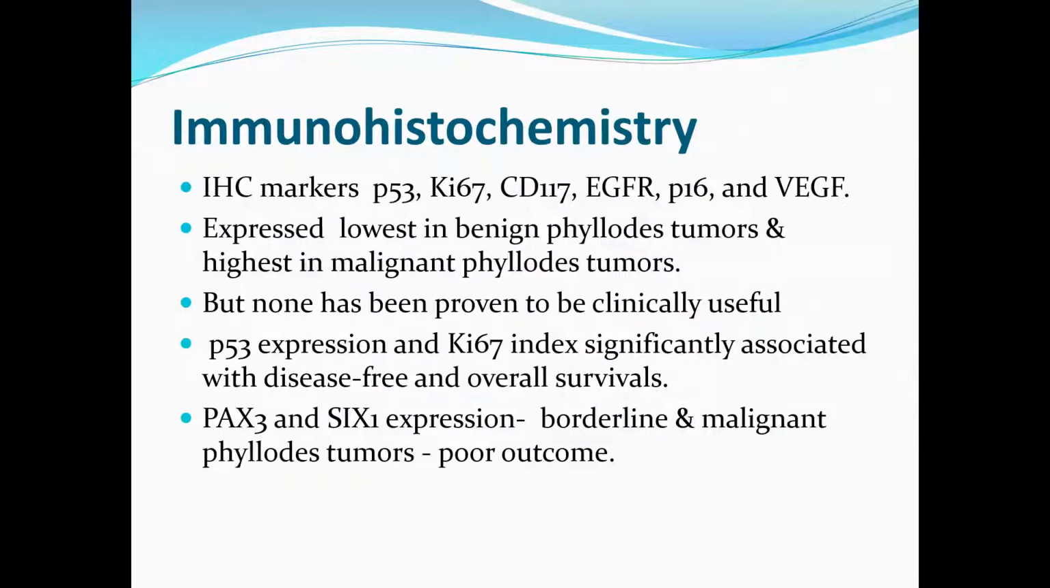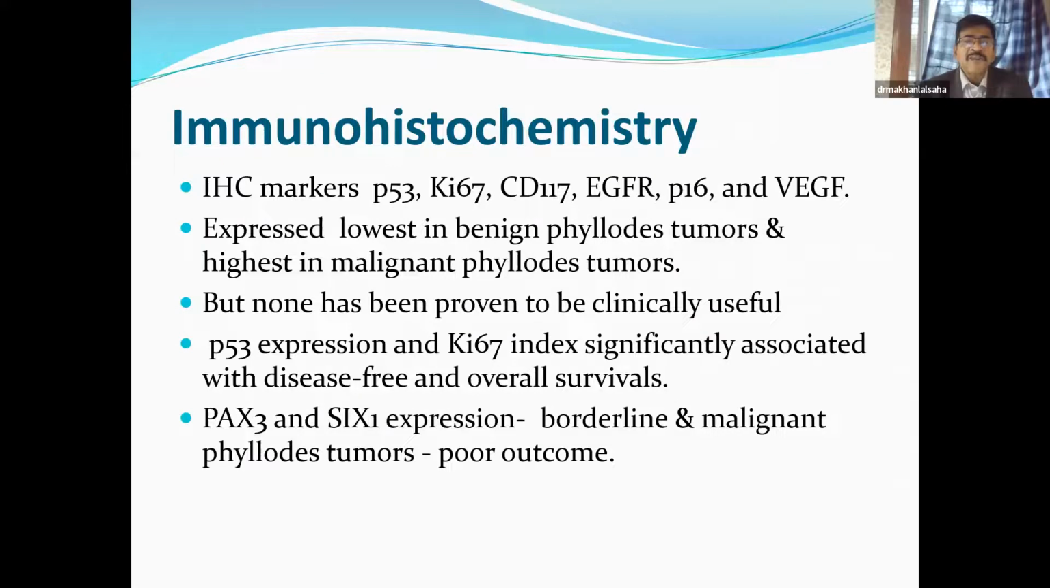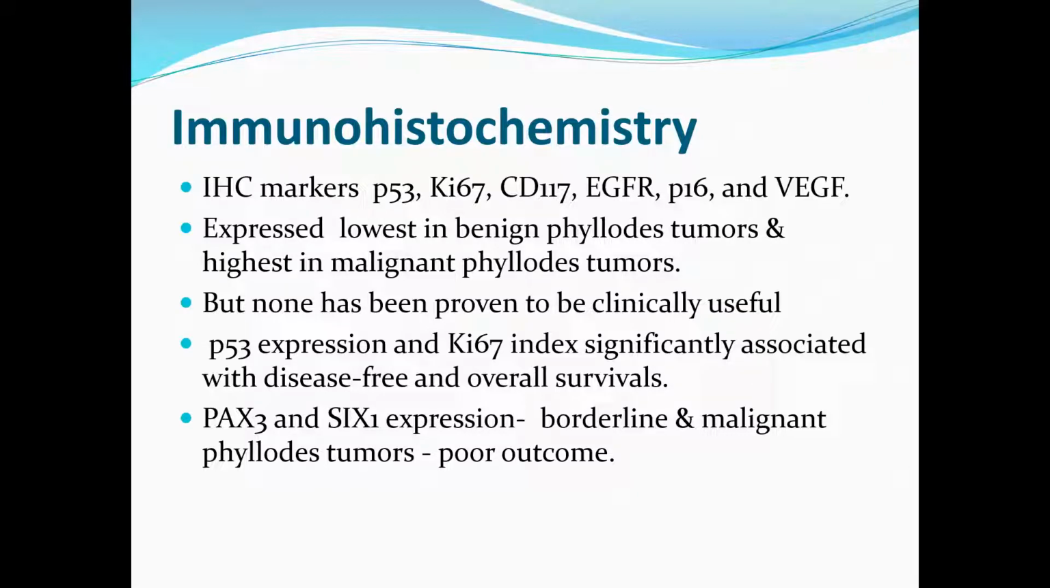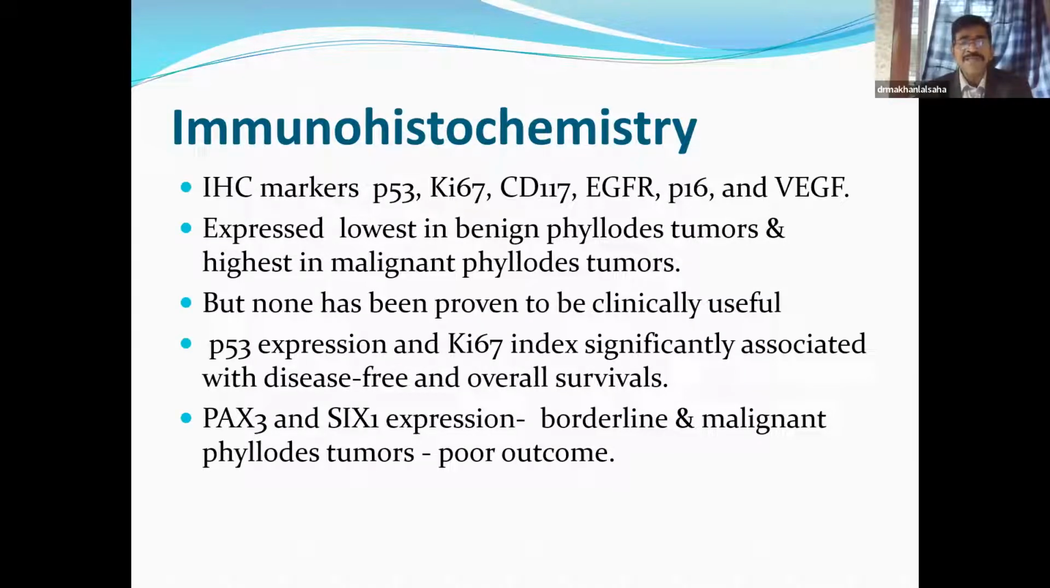The immunohistochemical markers in Phyllodes tumor include p53, Ki67, CD117, EGFR, p63, VEGF. These are expressed lowest in benign Phyllodes tumors and highest in malignant Phyllodes tumors, but none has been proven clinically useful. p53 expression and Ki67 index are significantly associated with disease-free and overall survival. PAX3 and SIX1 expression has been found in borderline and malignant Phyllodes tumor to be associated with poor outcome.